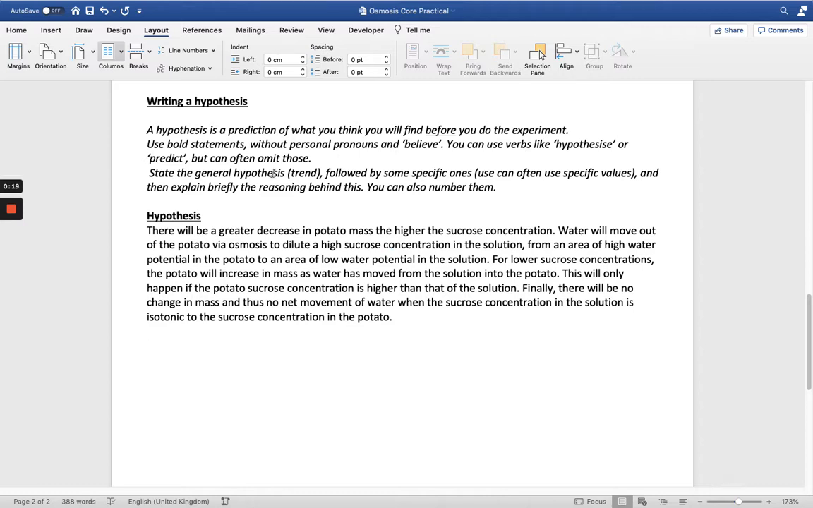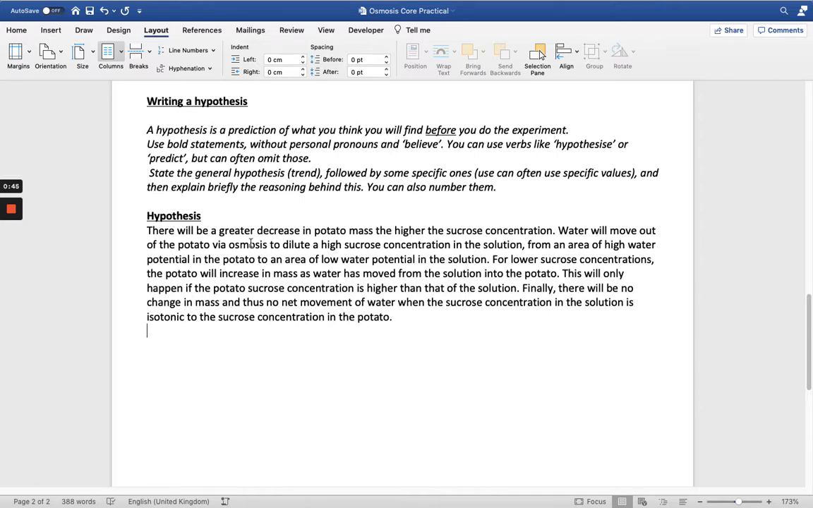So, just to quickly explain what it is, a hypothesis is a prediction of what you think you will find before you actually do the experiment. So you want to be writing this hypothesis, not necessarily in your lab book, but on a sheet of paper before you do the experiment. Then when you're actually doing that write up, you can record it accurately rather than it being influenced by what you already found out.